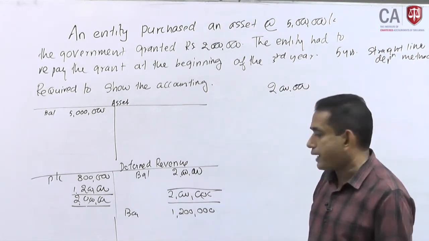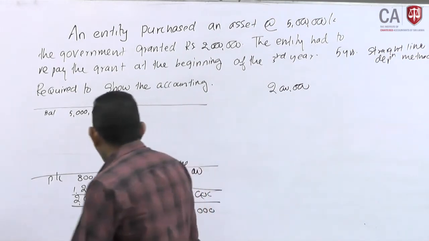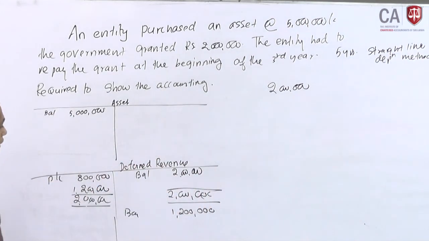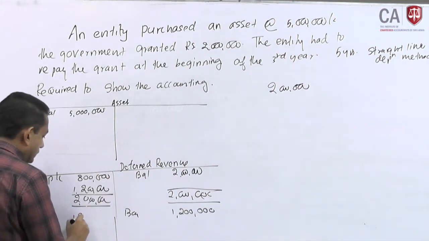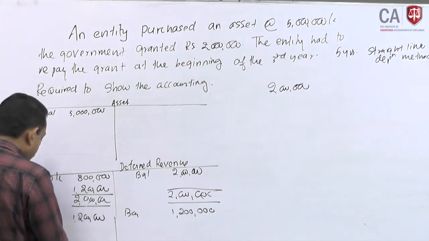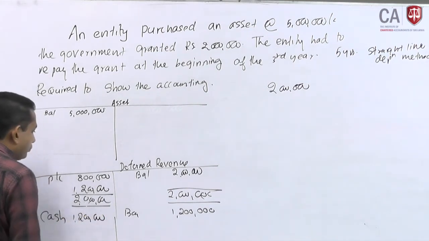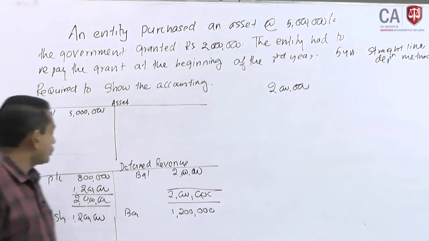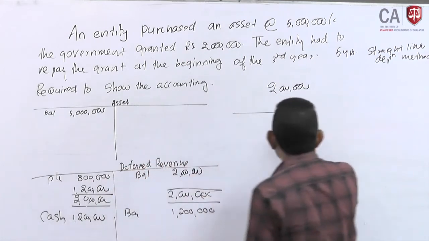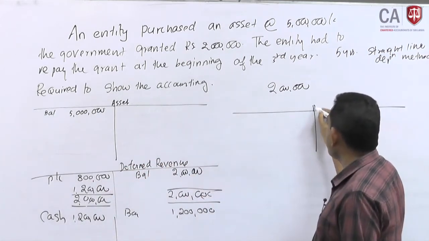How should the accounting be? You credit the cash account by 2 million, and with the repayment of the grant, we can no longer show deferred revenue in the financial statements. You credit cash and debit 1.2 million rupees to deferred revenue, but your total paid amount is 2 million. Out of 2 million, you debited 1.2 million to deferred revenue. Where do we debit the balance of 800,000 rupees? The balance of 800,000 should be debited to profit and loss.